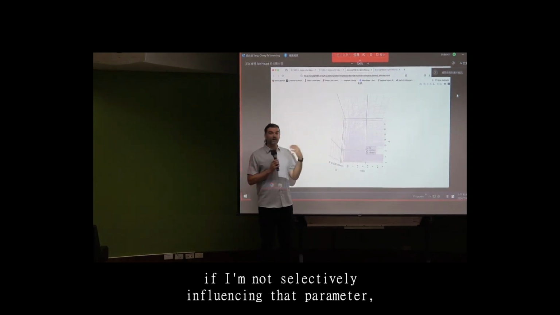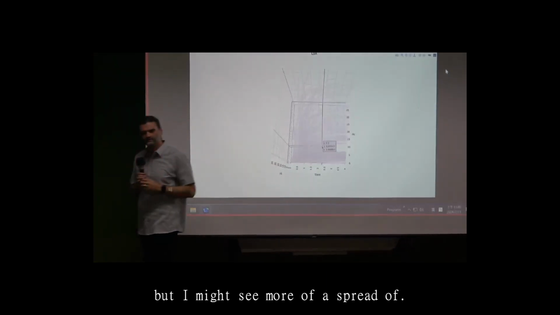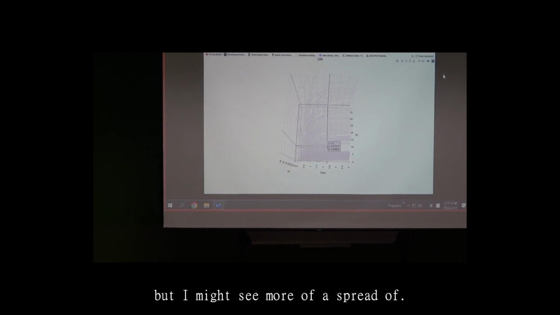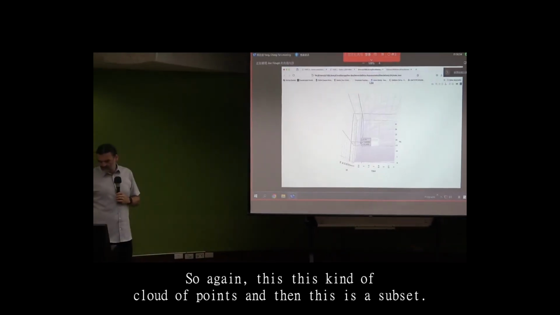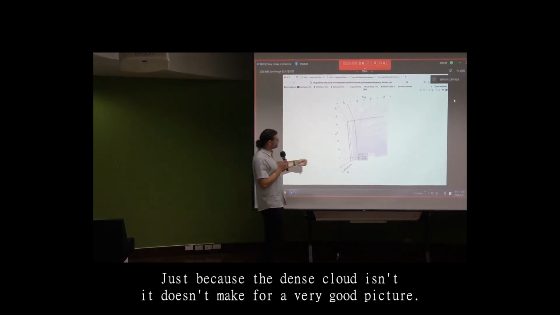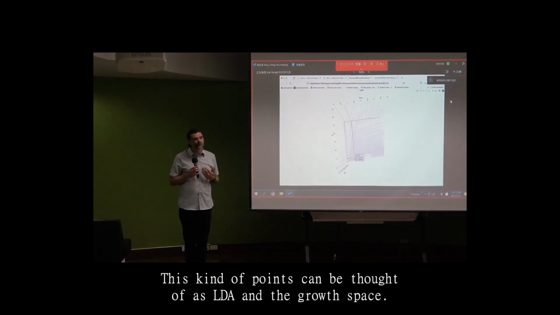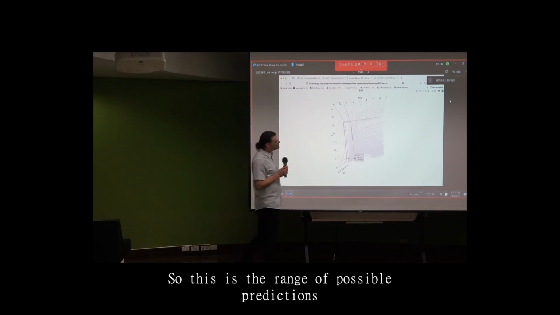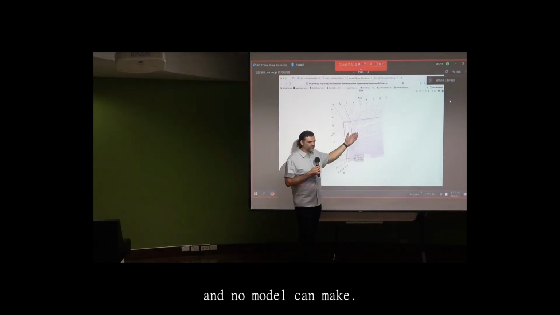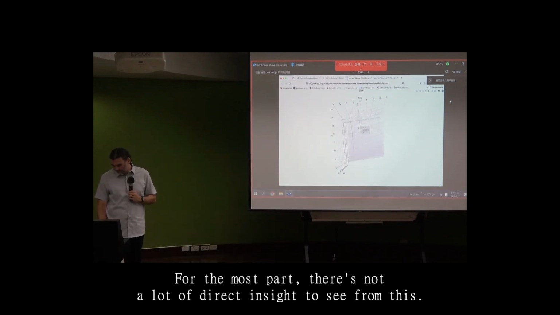If I'm not selectively influencing that parameter, then I might see more of a spread around. So again, this kind of cloud of points, and then this is a subset just because the dense cloud doesn't make for a very pretty picture. This cloud of points can be thought of as LBA in the Grice space. So this is the range of possible predictions that an LBA model can make. For the most part, there's not a lot of direct insight to see from this. So I can get a good spin on this.